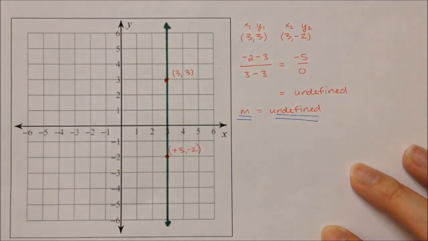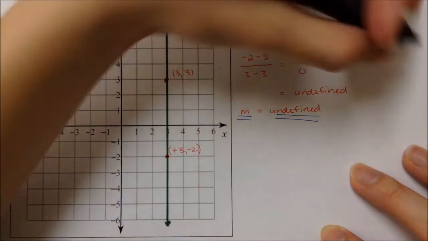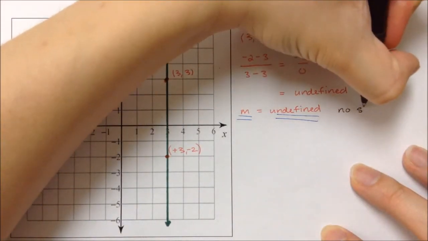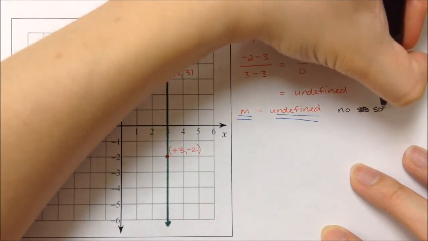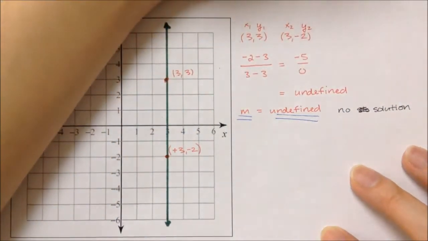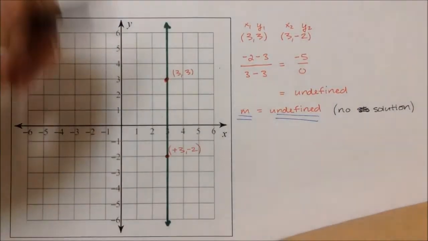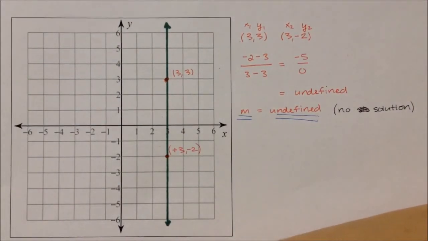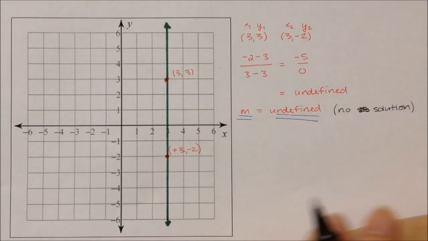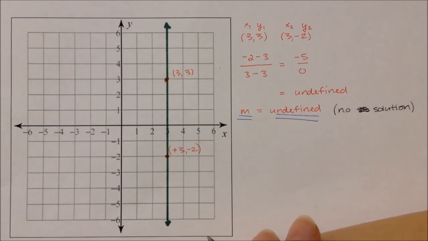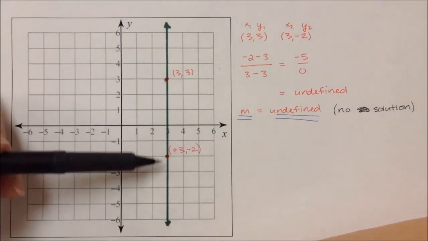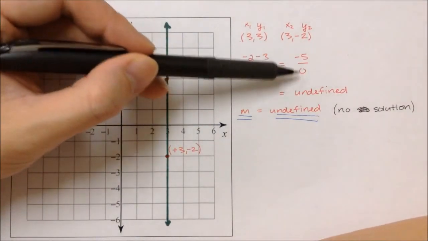Now, in some cases when it's undefined, it's also known as no solution. When it comes to linear equations, we sometimes refer to it as no solution, which can mean that it's undefined. When it comes to solving equations, no solution doesn't technically mean it's undefined. That's only in terms of solving equations. But here, undefined is talking about when you have a vertical graph line, when you have your denominator equal to 0.